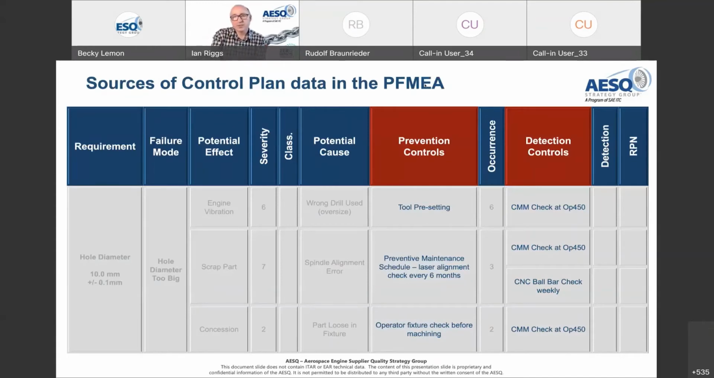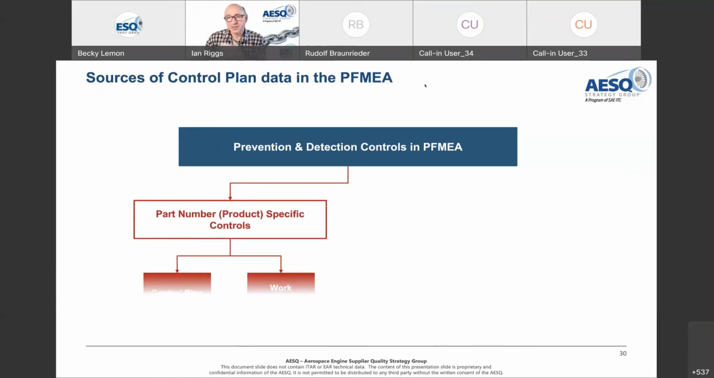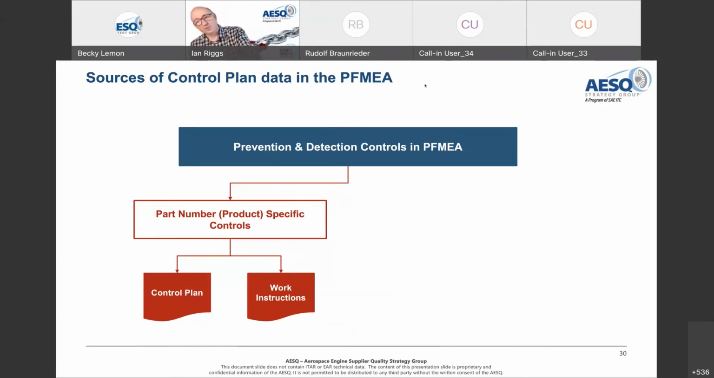So when you go back to the FMEA, we've got these prevention controls, we've got these detection controls. There's a couple of different places these can actually fit. For the controls that are part number specific, they can go in your control plan. In some cases, they could go in your work instruction, okay? But only things that are part number specific should go in your control plan.